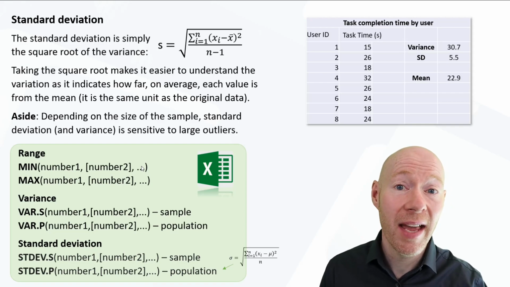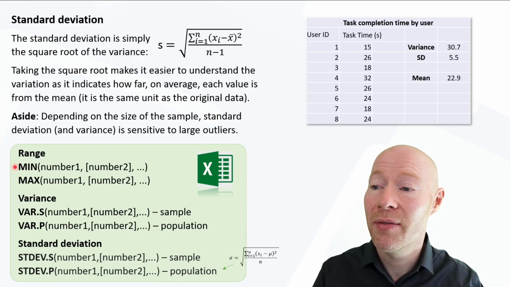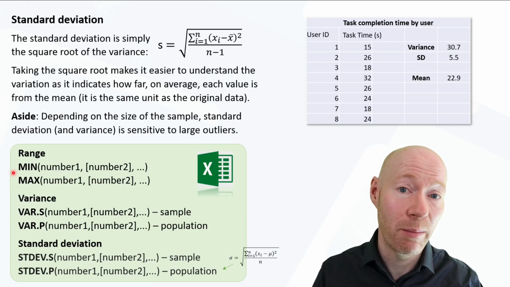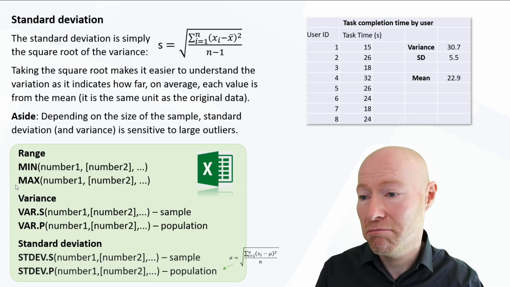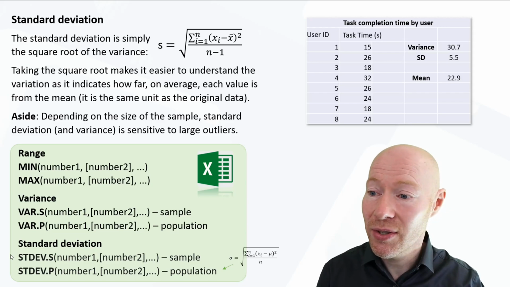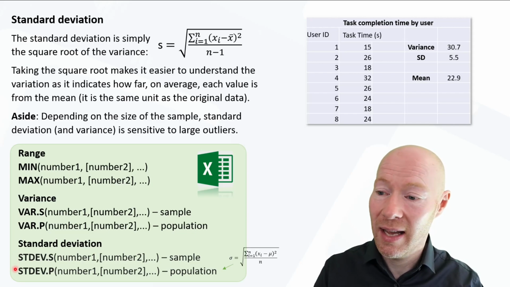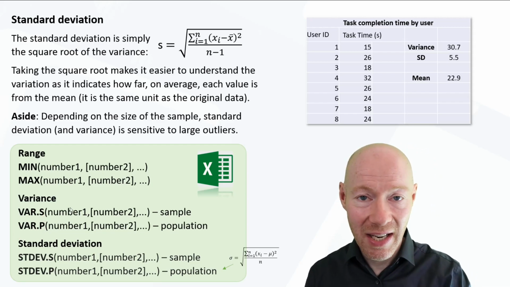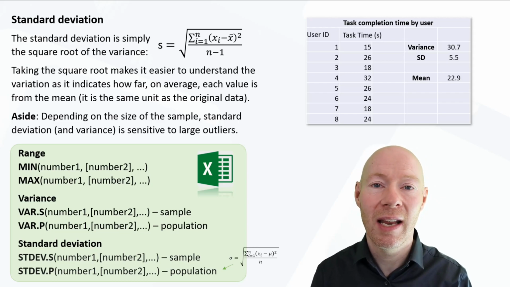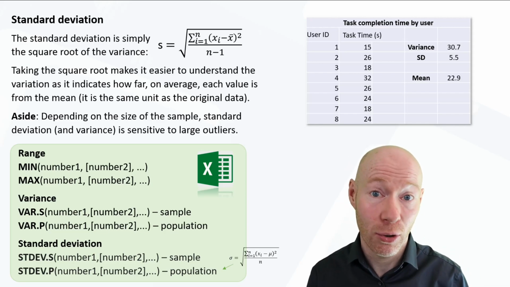In terms of Excel then, how we can calculate these different activities, if we're thinking about the range, we have the minimum and maximum functions. You simply pass in a list of values and it'll tell you the min or max value in those. Fair enough. If we're dealing with variance or standard deviation, we have 2 types. So we have var.s and var.p, standard deviation stdev.s and stdev.p. The .s and the .p are the different versions of this: if you're dealing with a sample, the .s's, or if you're dealing with the full population, the .p's.